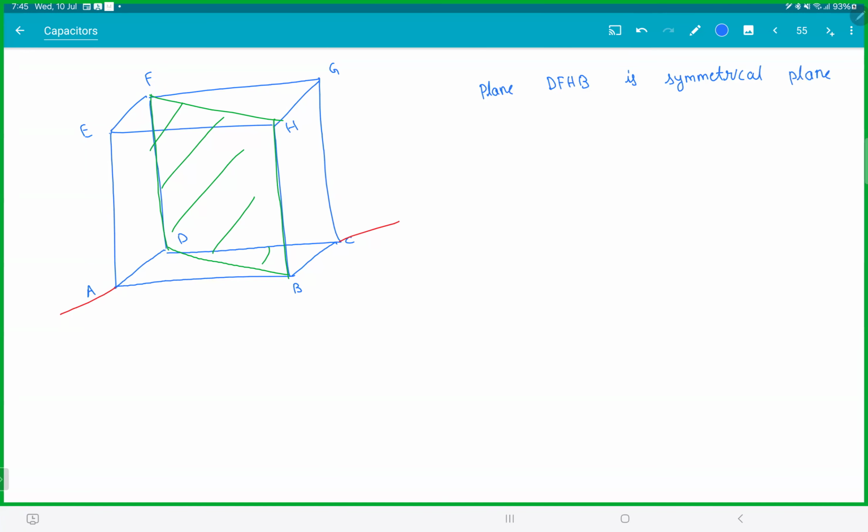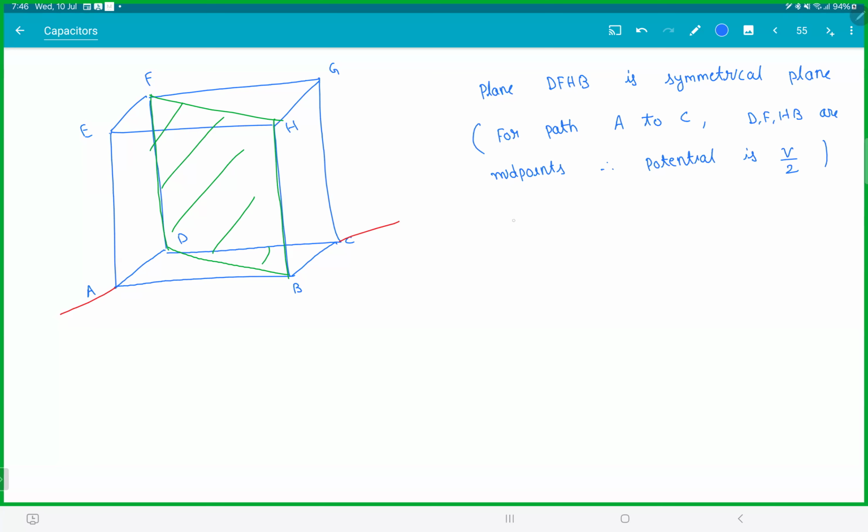Meaning, if you see, A and C are mirror images. Basically, you can say for every path from A to C, these points D, F, H, B are midpoints. Therefore, we can say potential will be half of it, or V by 2. Meaning, I'm assuming C is 0 and A is V. So therefore, all the 4 points are identical.